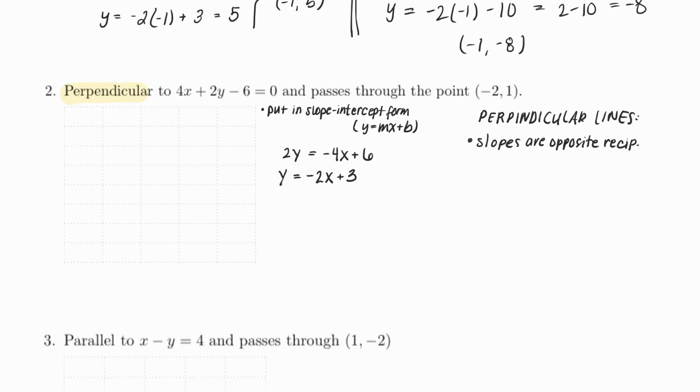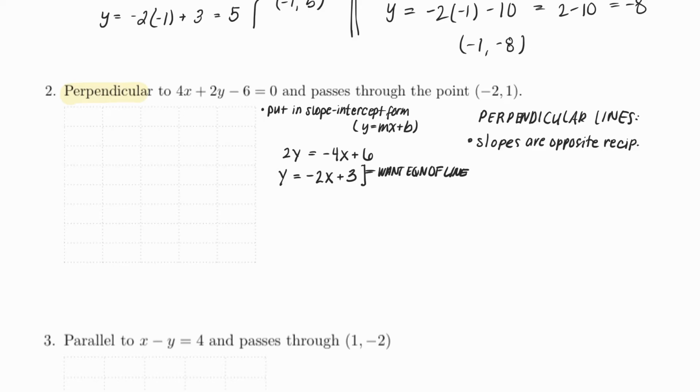So I want the equation of the line parallel to this, perpendicular. They both start with P. I get excited sometimes. Perpendicular. I also evidently do not know how to spell perpendicular. So I'll just write it as perp.